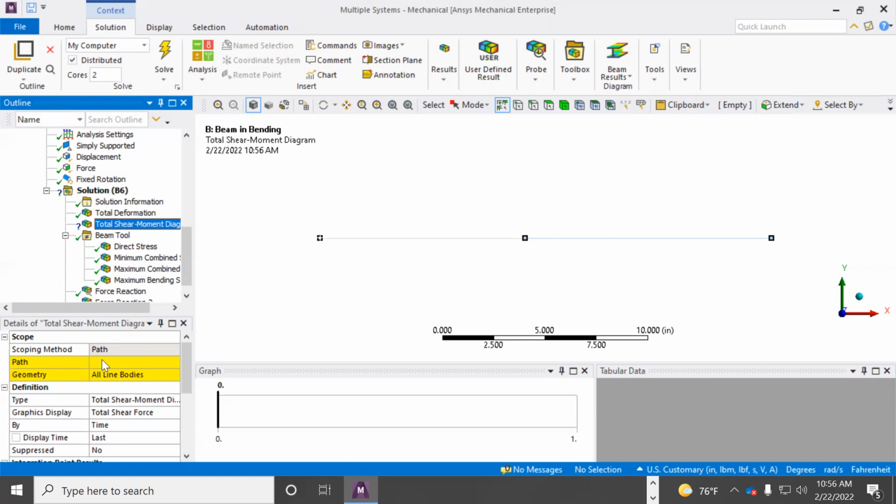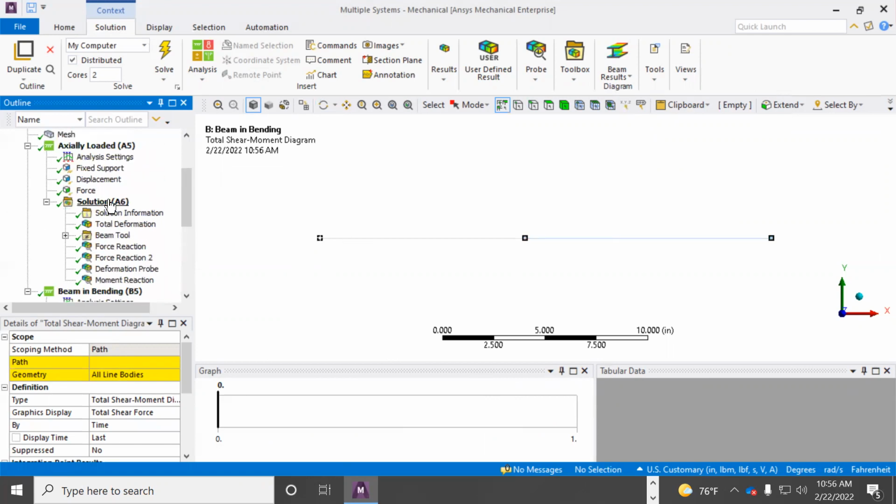So I need first to define a path to let ANSYS know where you want to plot, or what entries, what components you want to use for these shear and moment diagrams. How do I create a path?